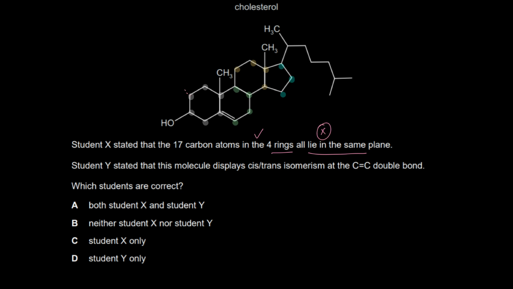Because most of the carbons are sp3 hybridized. If you check this carbon, it is bonded to 2 hydrogens, and they're all sp3 hybridized, most of them. And sp3 hybridization means what? They are tetrahedral. And tetrahedral means what? One is going to be into the board, one out of the board. You have wedges, into the board, out of the board. So they won't all lie in the same plane.